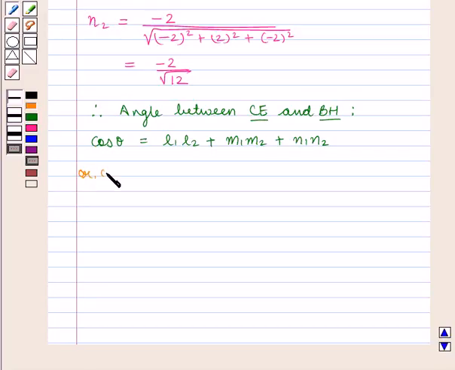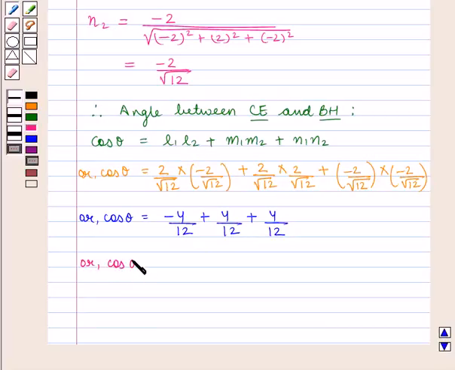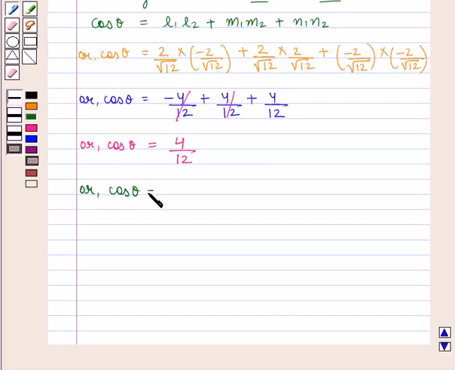Or we can write cos theta is equal to l1 l2, that is 2 upon square root of 12 into minus 2 upon square root of 12, plus m1 m2, that is 2 upon square root of 12 into 2 upon square root of 12, plus n1 n2, that is minus 2 upon square root of 12 into minus 2 upon square root of 12. Or cos theta is equal to minus 4 upon 12 plus 4 upon 12 plus 4 upon 12, which gives the value of cos theta is equal to 4 upon 12, which further gives cos theta is equal to 1 by 3, which gives the value of theta as cos inverse of 1 by 3.